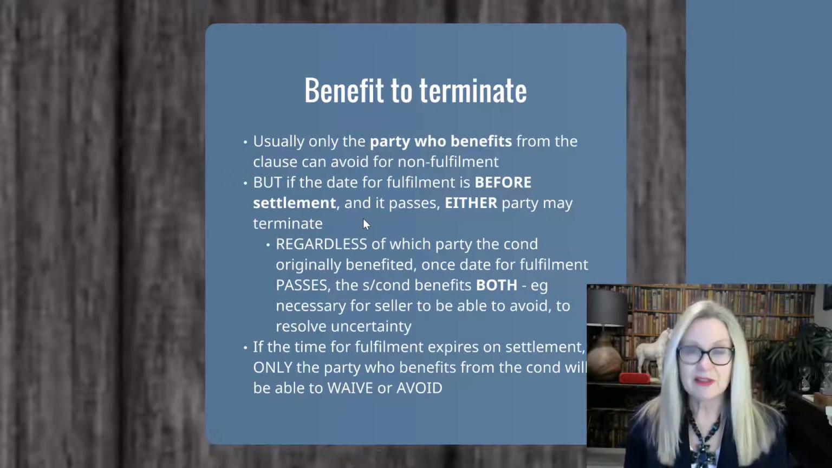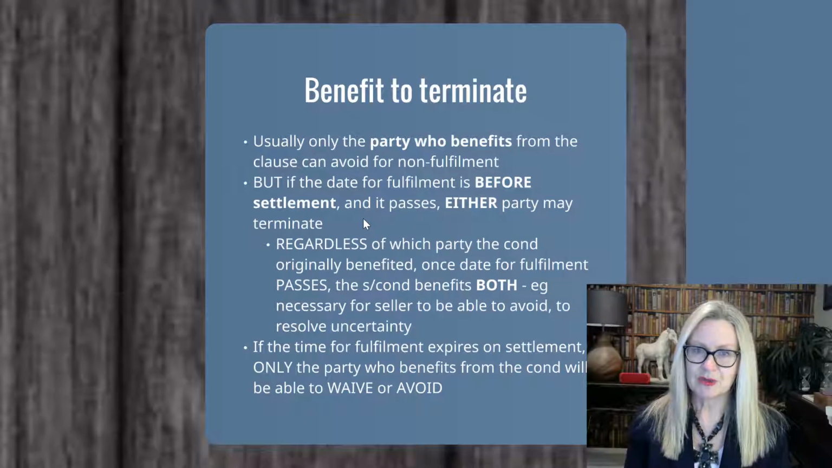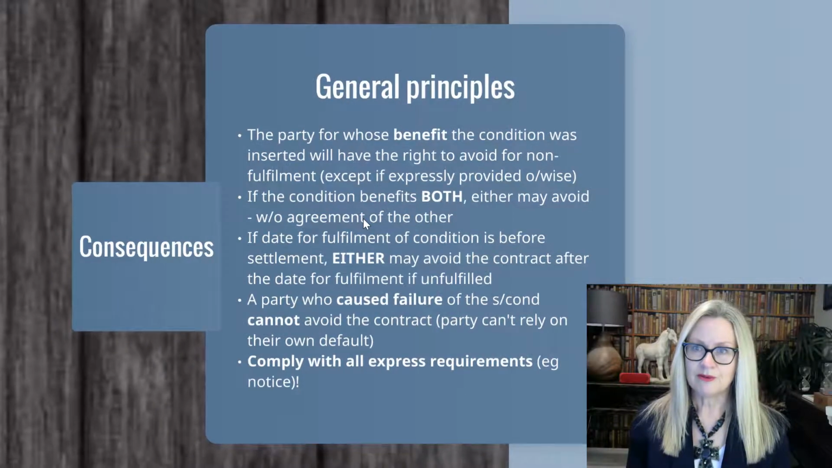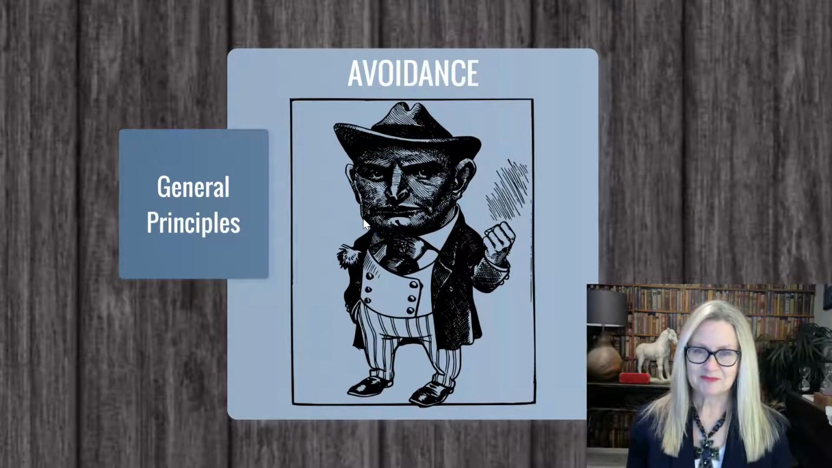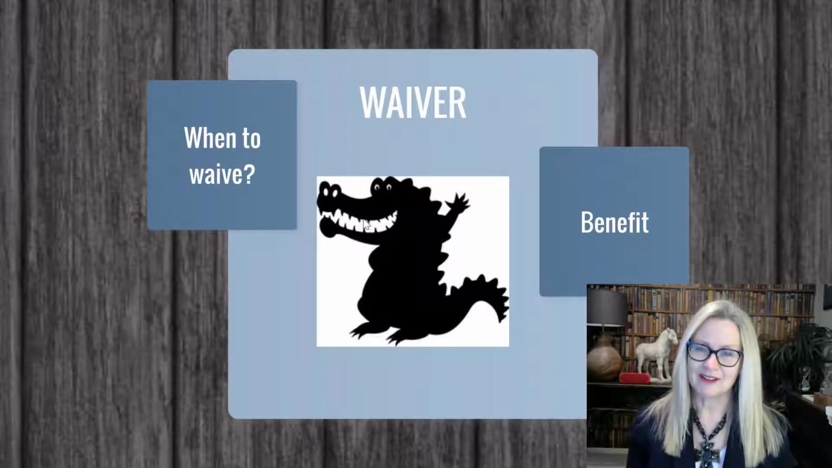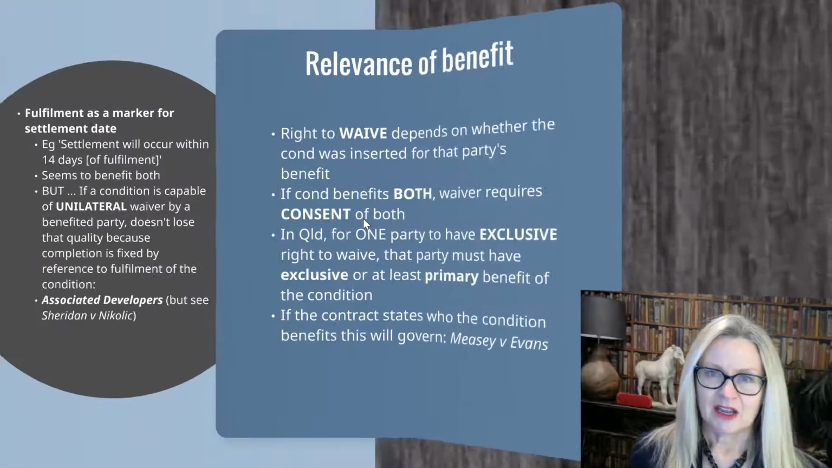So hopefully that seems a little clearer to you now, and hopefully the reason for it being this way is a little clearer for you now. So that is the issue of avoidance. And now we need to look at the issue of waiver. I like my little crocodile.